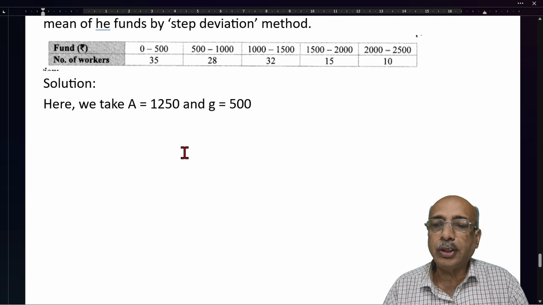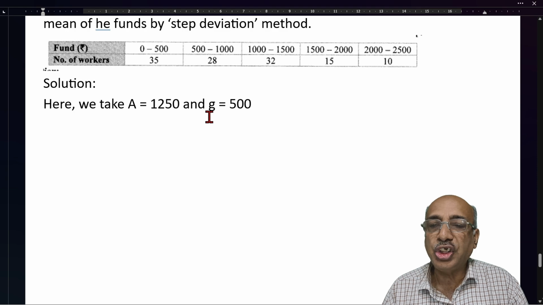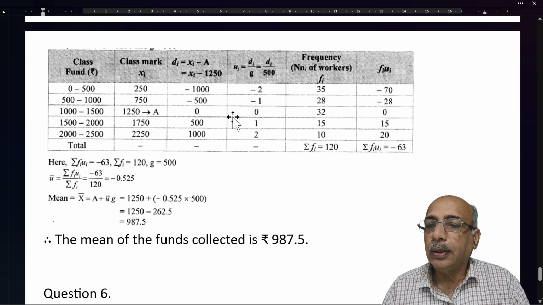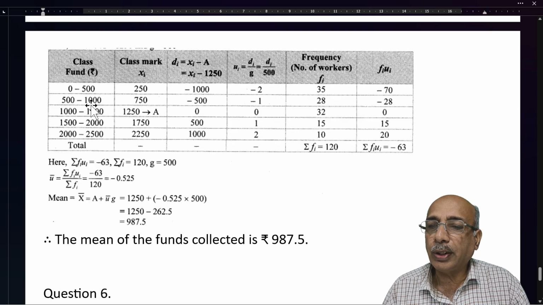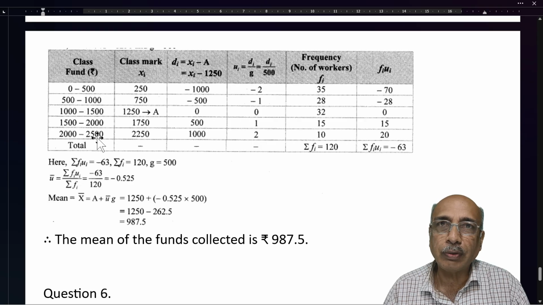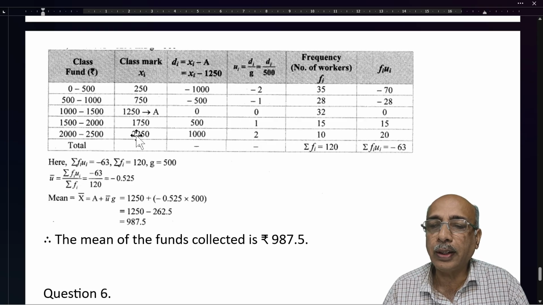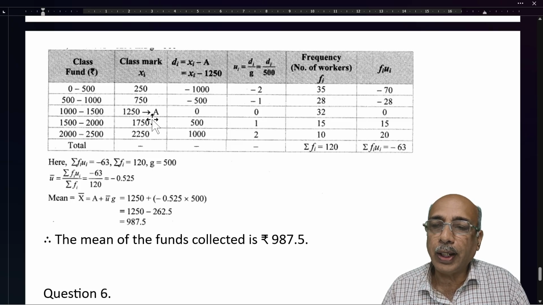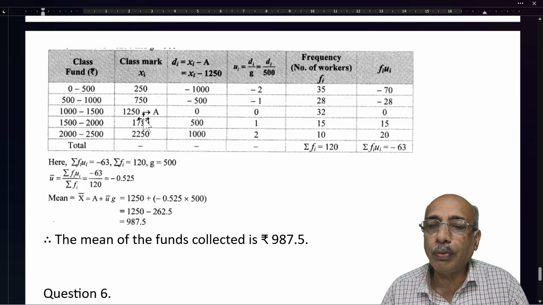We will take assumed mean as 1250 and G equals 500. Where we have taken G, again I will explain here. Here the class intervals are 0 to 500, 500 to 1000, 1000 to 1500, 1500 to 2000, 2000 to 2500. Class mark you know how to take. Then assuming the mean 1250 equals A, you know how to find out the di. Xi minus 1250 will give you di.